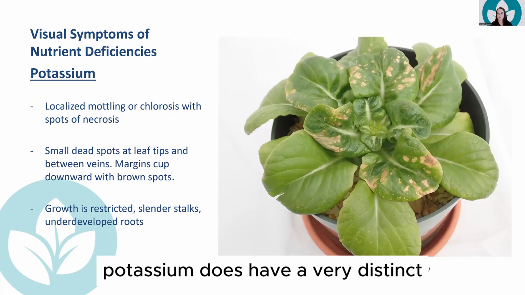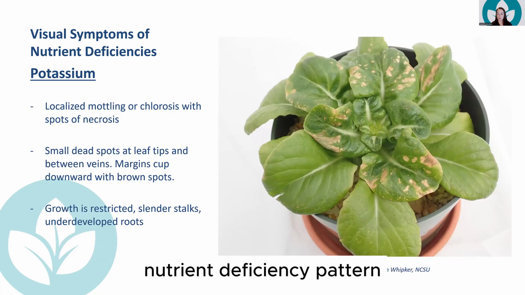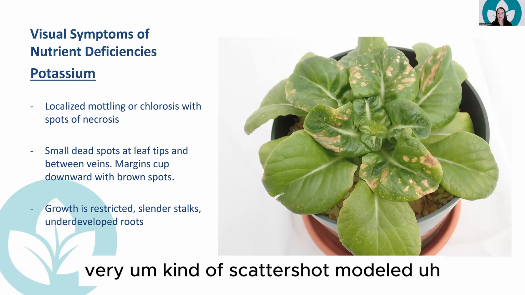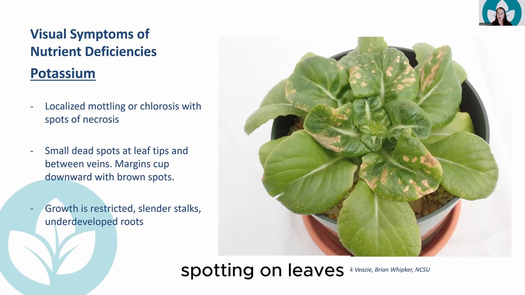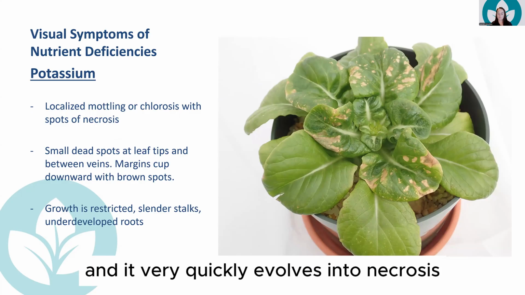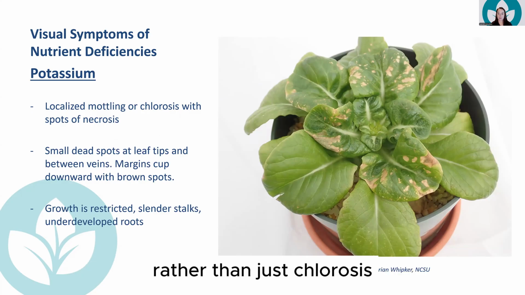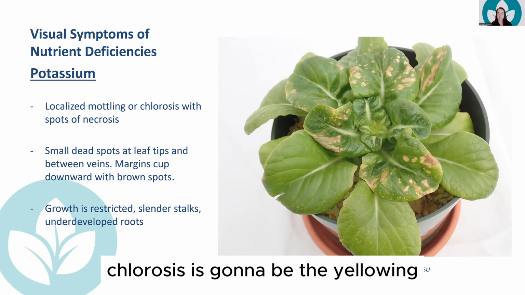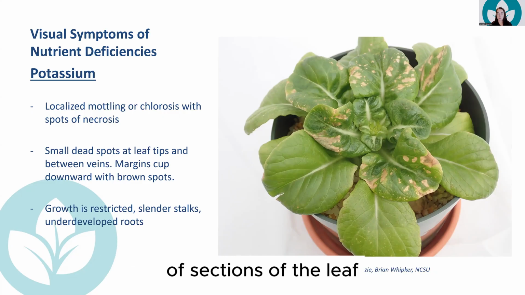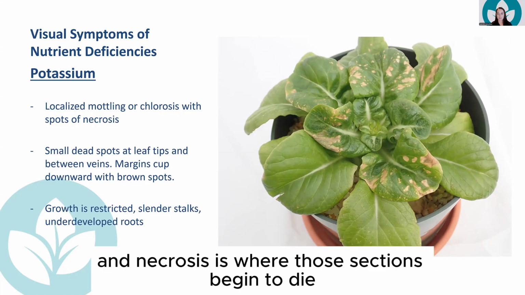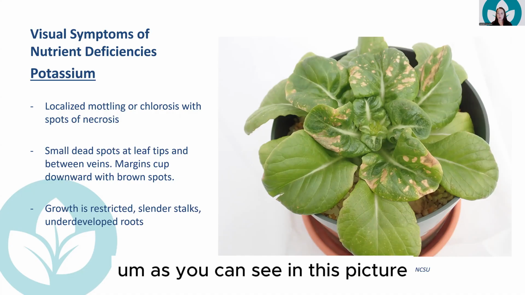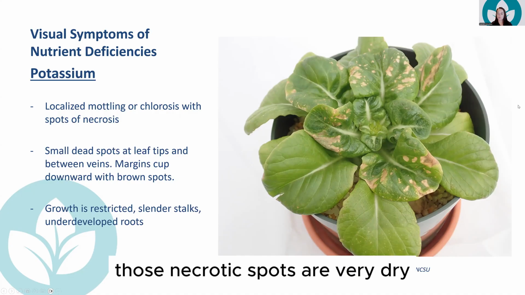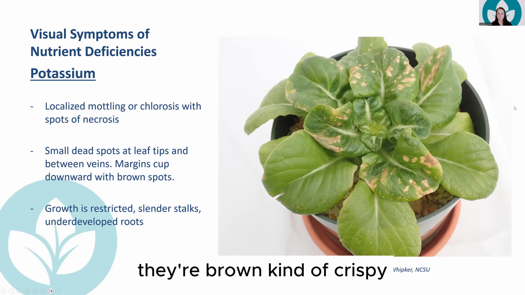Potassium does have a very distinct nutrient deficiency pattern, very kind of scattershot, mottled spotting on leaves, and it very quickly evolves into necrosis rather than just chlorosis. So chlorosis is going to be the yellowing of sections of the leaf, and necrosis is where those sections begin to die. As you can see in this picture, those necrotic spots are very dry, they're brown, kind of crispy.